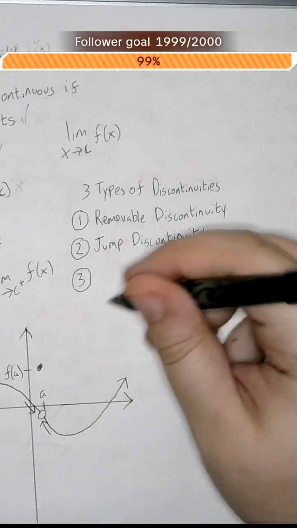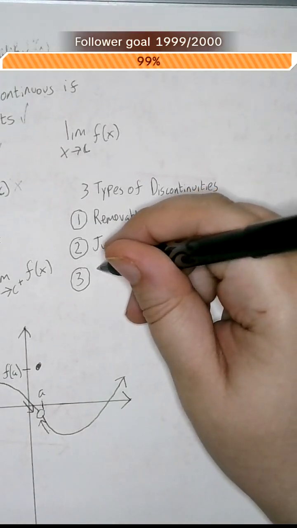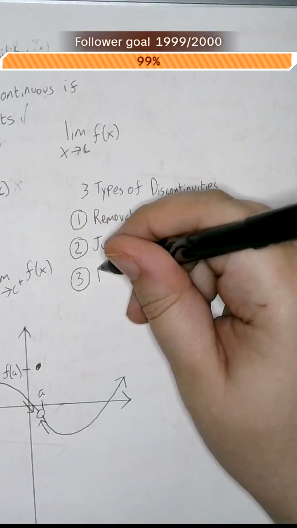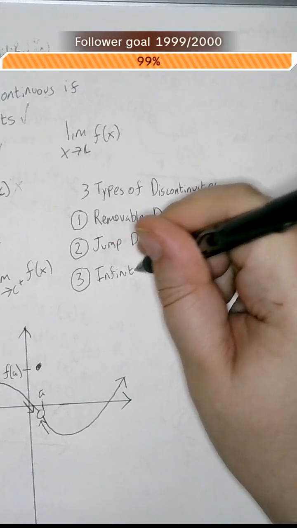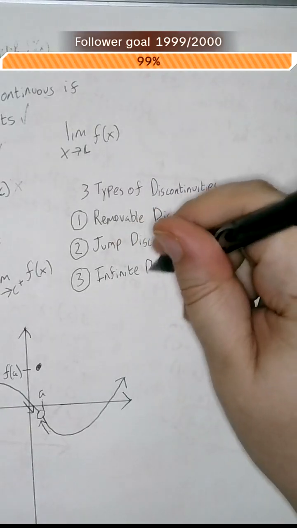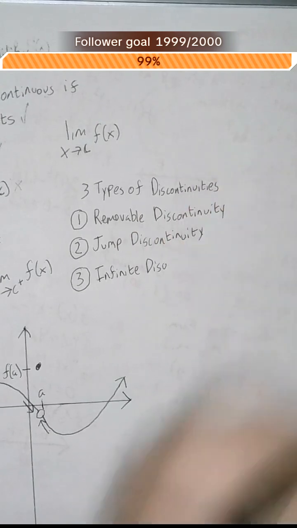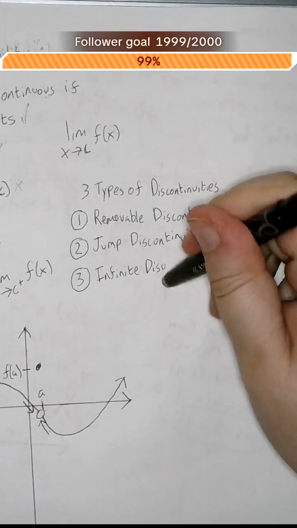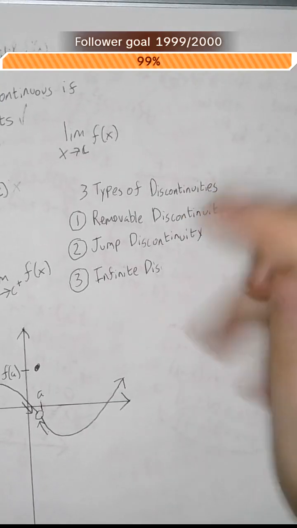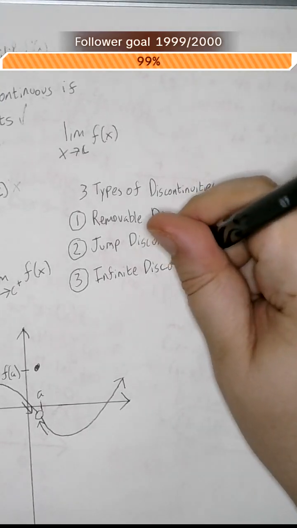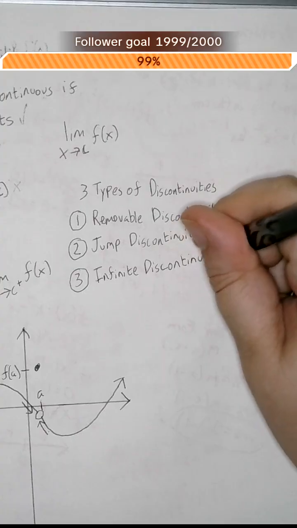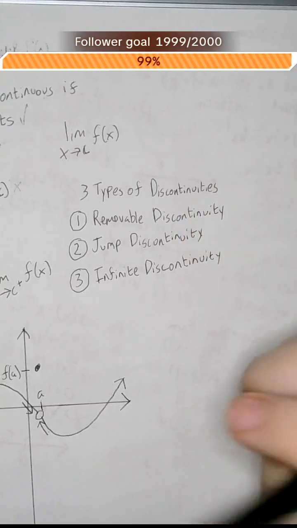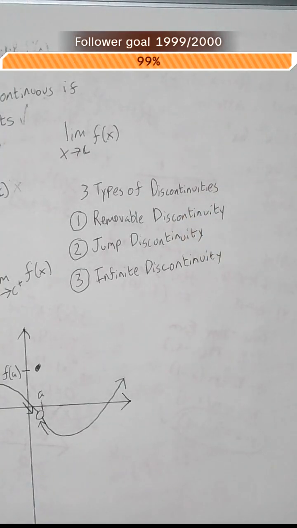And the third type of discontinuity is called an infinite or non-removable discontinuity. And yes, I am using an erasable pen tonight. So these are the 3 types of discontinuity.